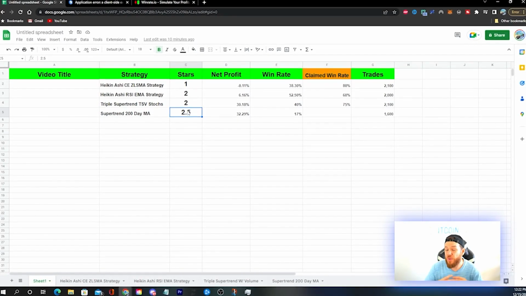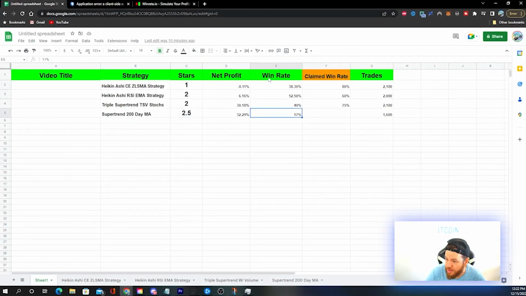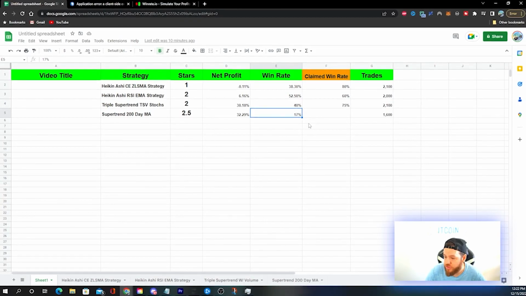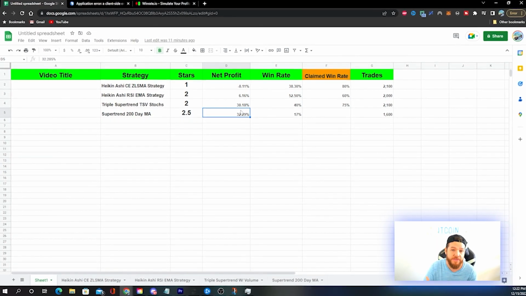If you can figure out a way to optimize it, get that win rate higher with the same net profit, then this could be a profitable strategy. But as it is right now, as the video shows it, it is not a profitable strategy in what we've seen here. Let me know what you guys think about this strategy and if there's any optimizations that you guys would make or have made to get this to perform better.